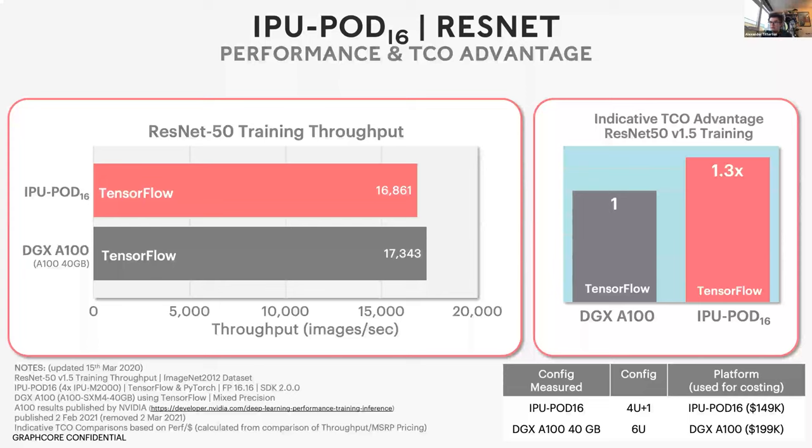an A100 DGX box, so 8 A100 GPUs in that. And when we take into account the cost of each platform, the performance per unit of currency tips quite nicely in favor of the IPUs. And at the same time, we'd anticipate we'd be using a little bit less power there as well, based on nominal figures.